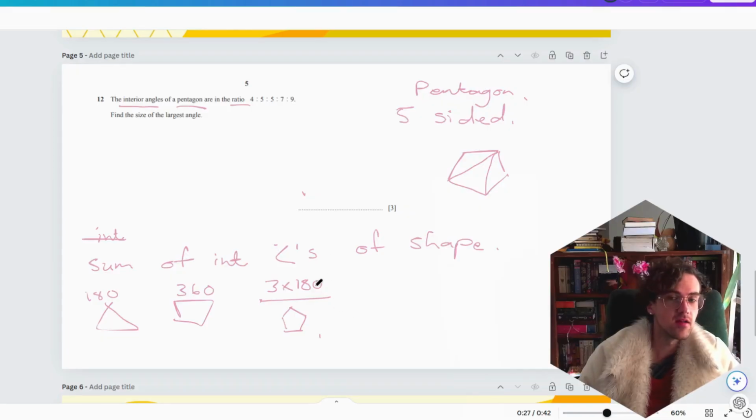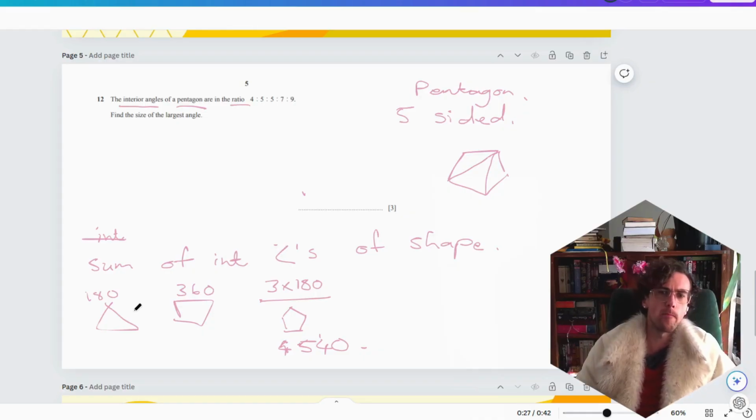I don't feel like that's right, eh? 540. Okay, so we've got 540. Now, there is a little formula that you might want to know. Okay, so you're going to take the sides, sides minus 2 times 180.